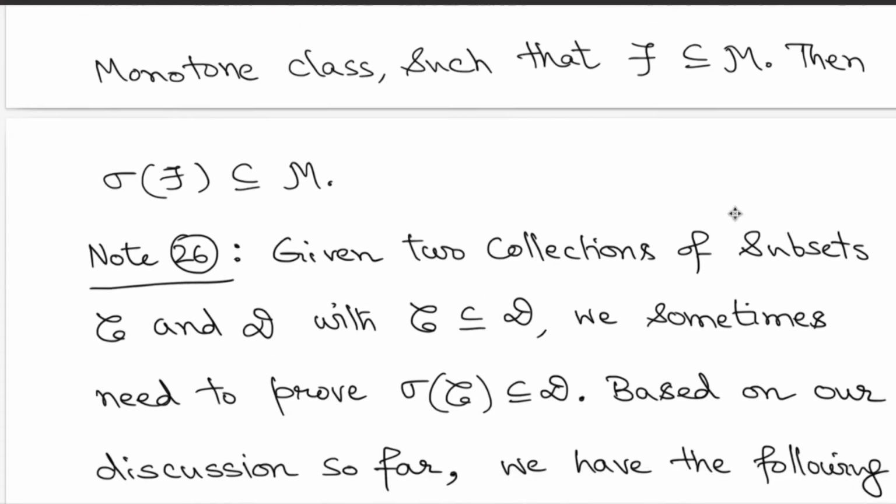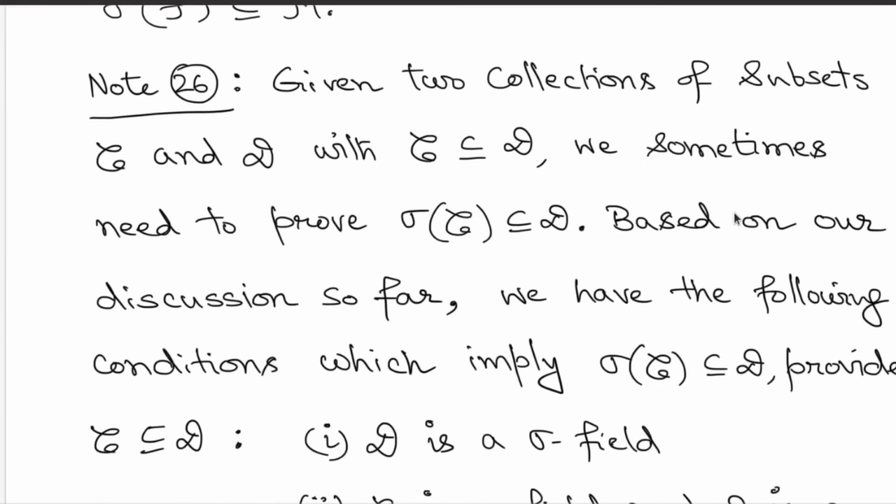So the way we are going to use this is discussed in this note. If you have two arbitrary collections of subsets, script C and script D, again I am fixing the non-empty set, and it so happens that script C is contained in script D, so script D is a larger collection, we sometimes shall need to prove that the sigma field generated by script C is contained in script D. We will discuss such situations later on.